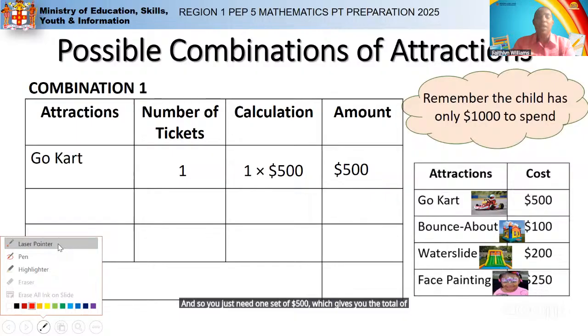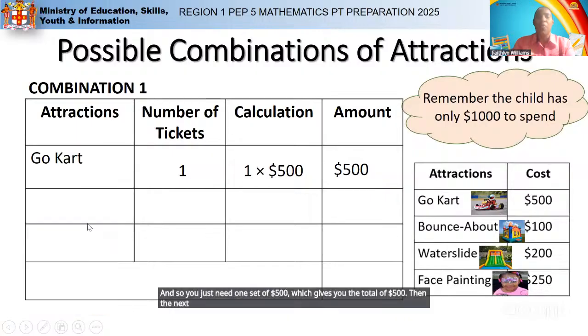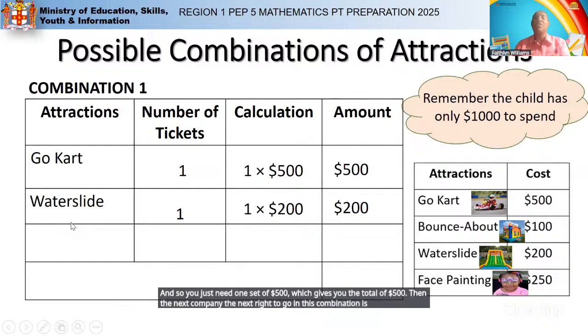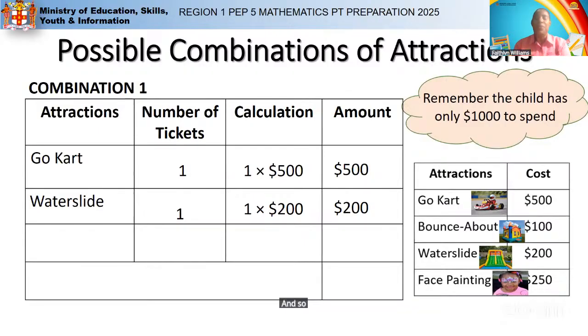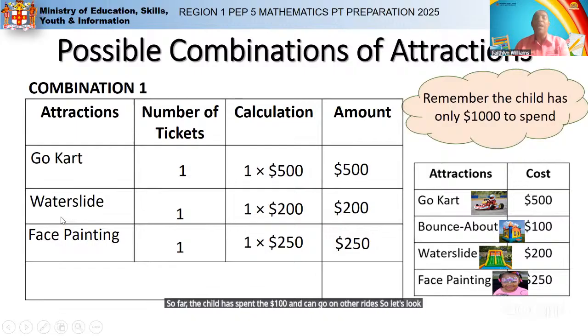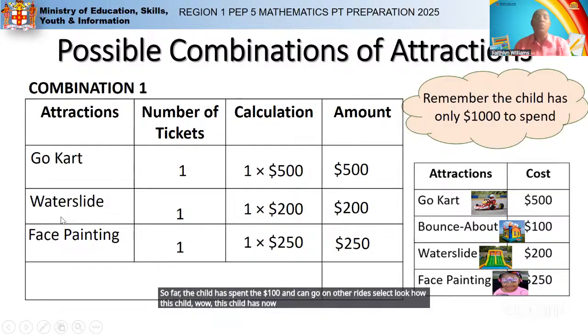Then the next ride in this combination is the water slide. This child has decided to go on the water slide just once. And so the calculation there is 1 times $200. So far, the child has spent $700 and can go on other rides. So let's look at how this child has now decided to do 1 face painting, which is $250.